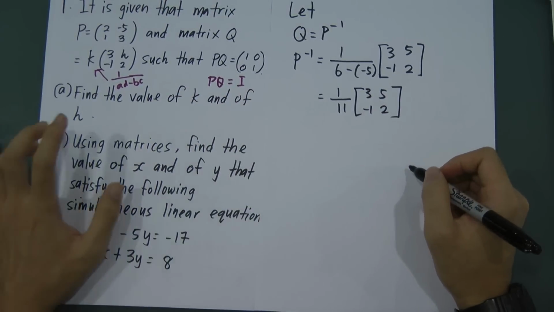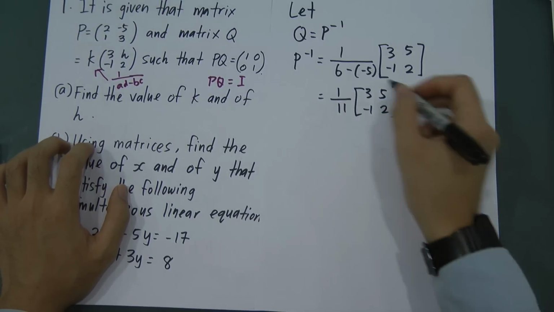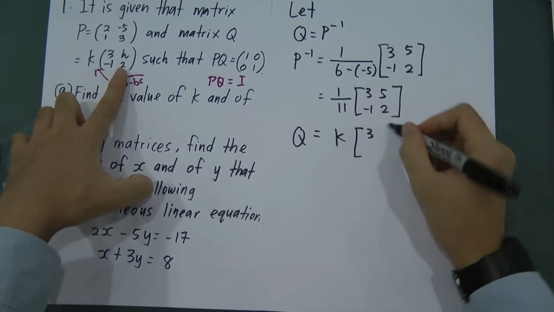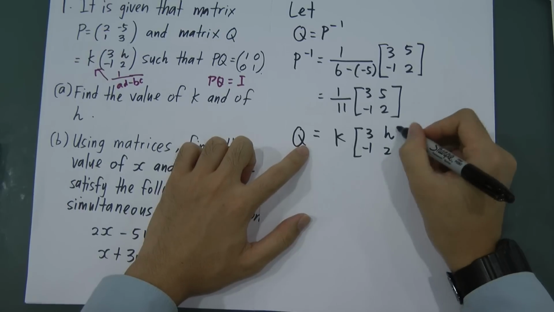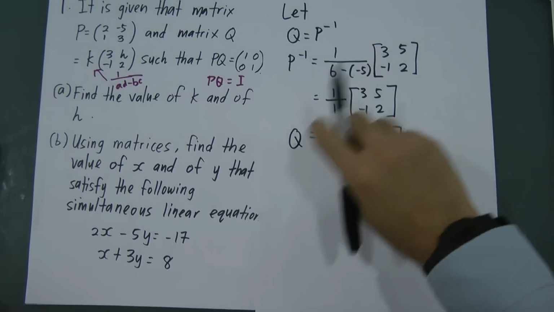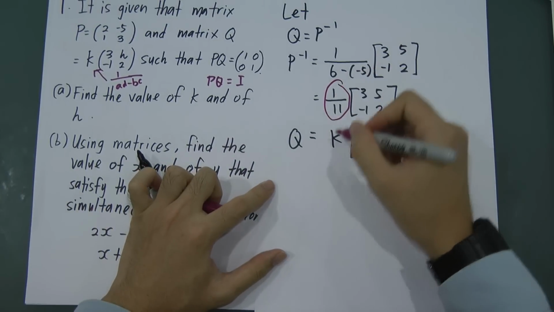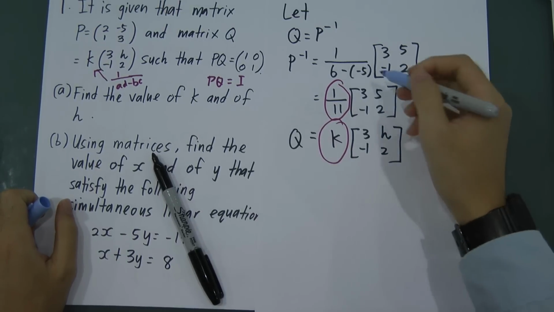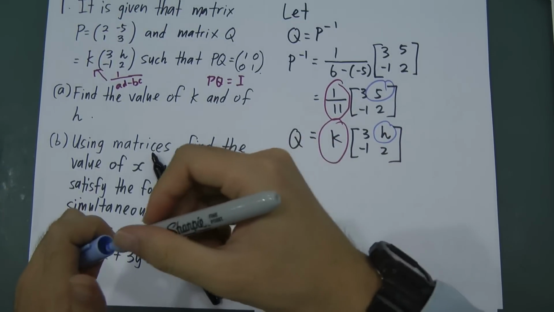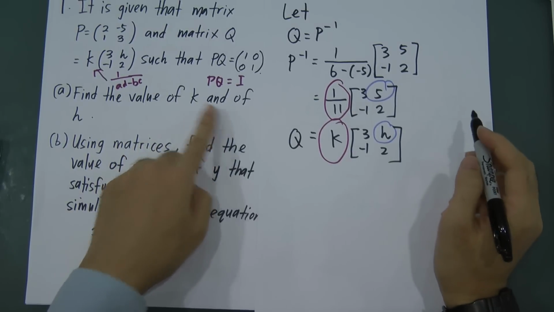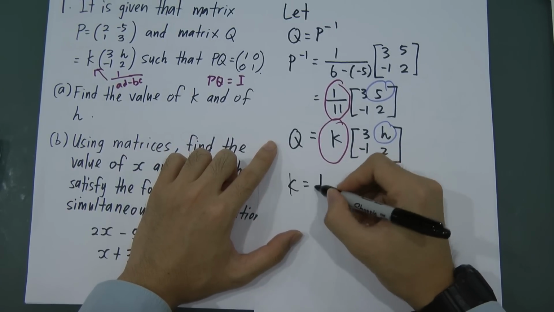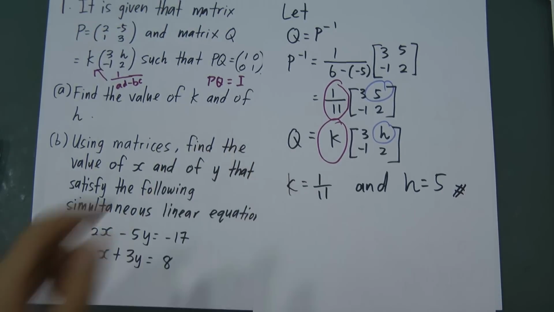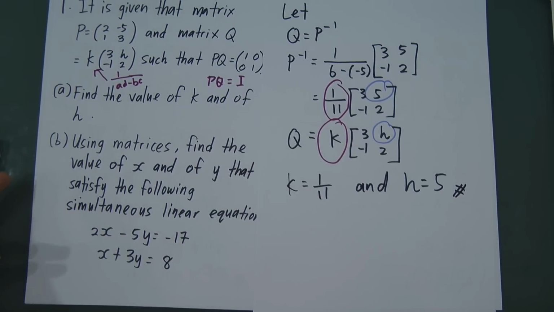Then I compare this one with the Q. Q is given, Q is equal to K, 3, H, negative 1 and 2. If you compare, first we know this one actually equals to K. And then he asks you to find H. 3, negative 1, 2, so H will equal to 5. Therefore, find the values of K and H. So K will equal to 1 over 11 and H will equal to 5. That solves part 1, which means part A.